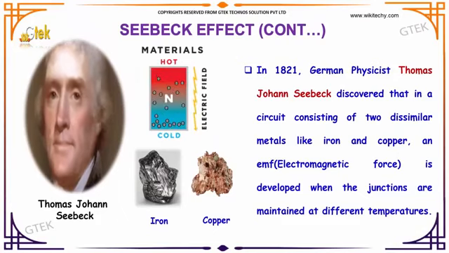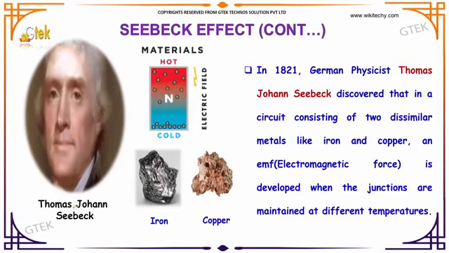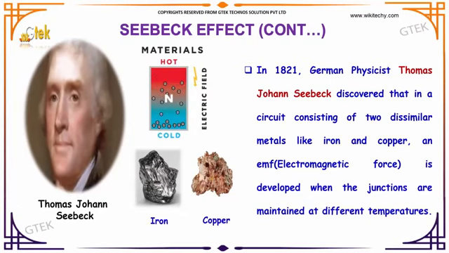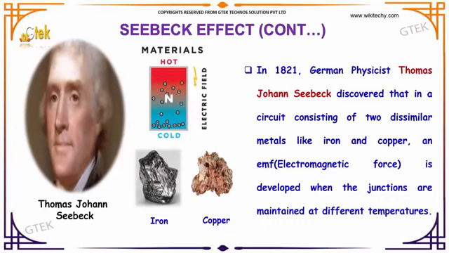You are able to see that a difference in temperature in a metal or material will induce an electric current. In 1821, the German physicist Thomas Johann Seebeck discovered that in a circuit consisting of two dissimilar metals like iron and copper, an electromotive force is developed when the junctions are maintained at different temperatures. That's referred to as the Seebeck effect.